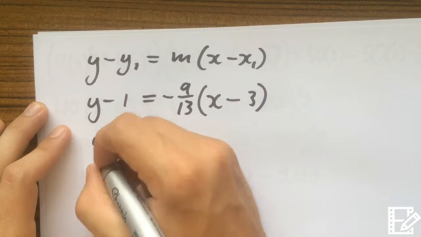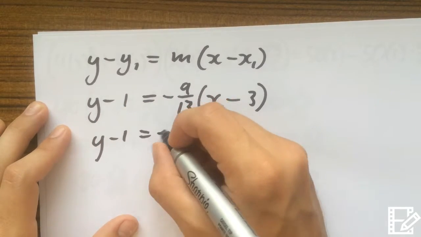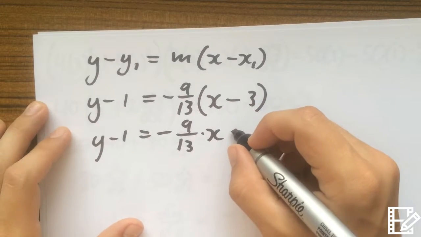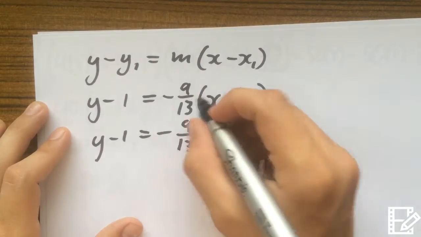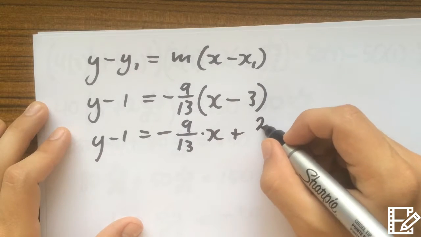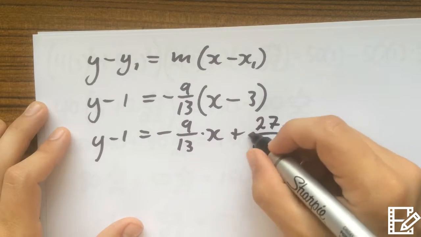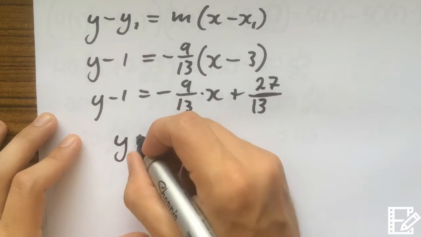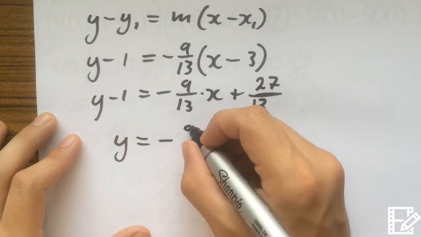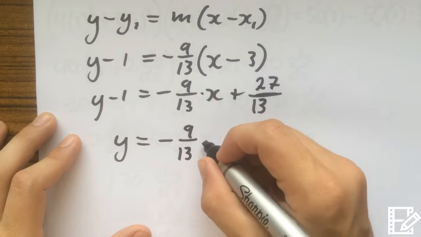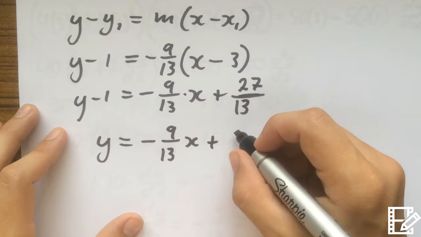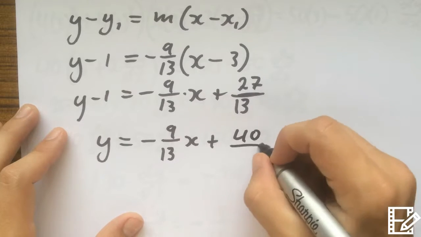So therefore we're going to have y minus 1 equals negative 9 over 13 multiplied by x, plus, because we have a negative multiplied by a negative, 27 on 13. And we're going to end up with y equals negative 9/13 x plus 40 on 13.